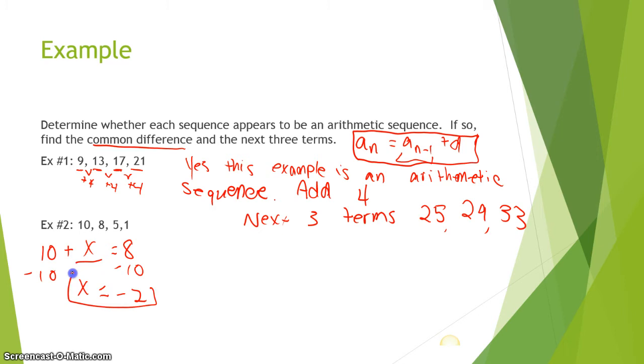Okay. Let's look at the next one. We have 8 plus a value equals 5. If I subtract 8 to each side, 5 minus 8 gives me negative 3. So this one, x equals negative 3. Do I get the same common difference? I do not. I first get negative 2, and the second one I get a negative 3. So is the second example an arithmetic sequence? No, because you're not adding or subtracting by the same number to get to the next value.